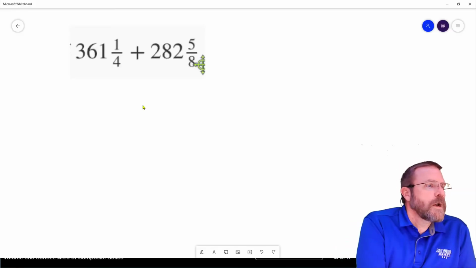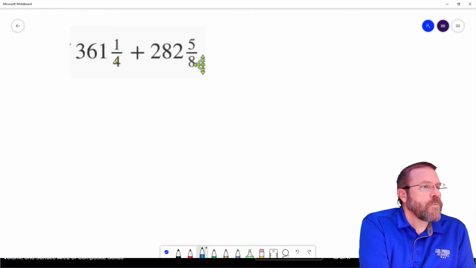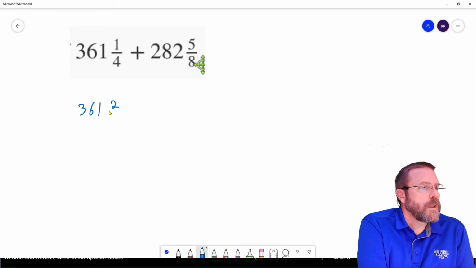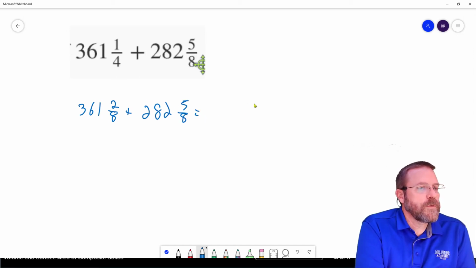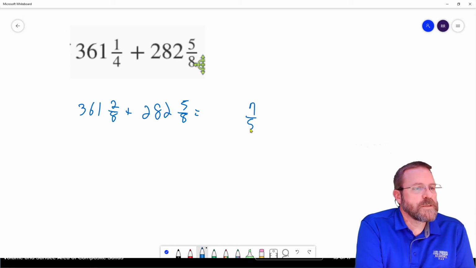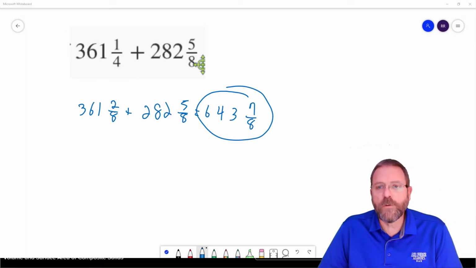So I need a least common denominator, and for that, I can change that 1/4 to be 2/8. So I'm going to have 361 and 2/8 plus 282 and 5/8. Add those together: 2/8 plus 5/8 gives me 7/8. Then I'm going to have a 3, a 4, and a 6. 643 and 7/8 should be my final answer.